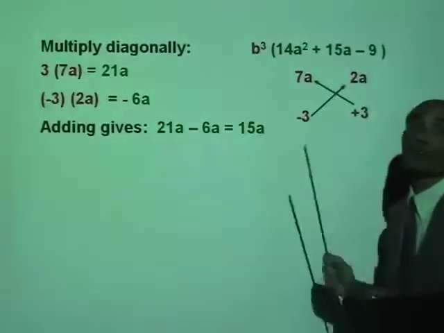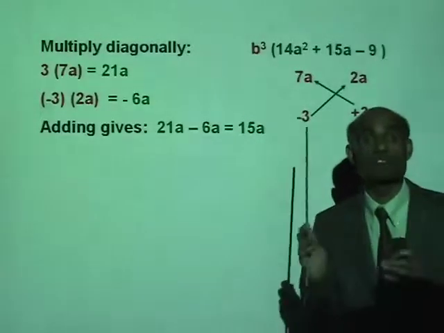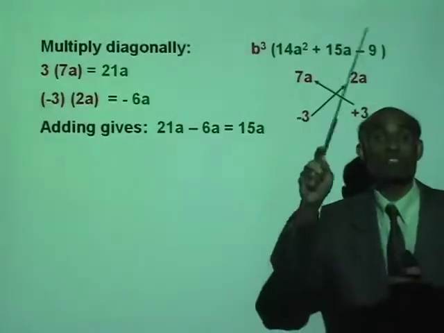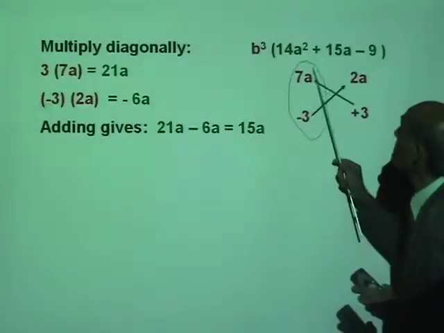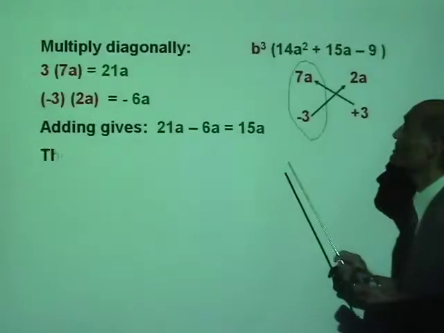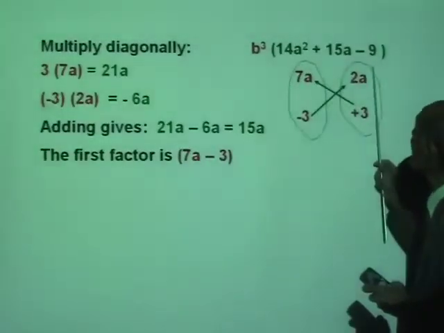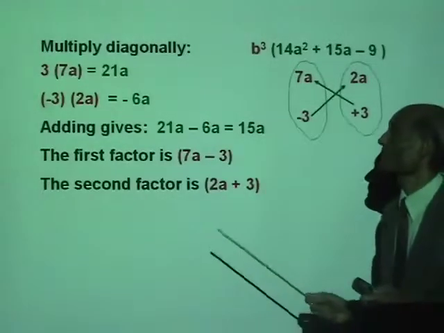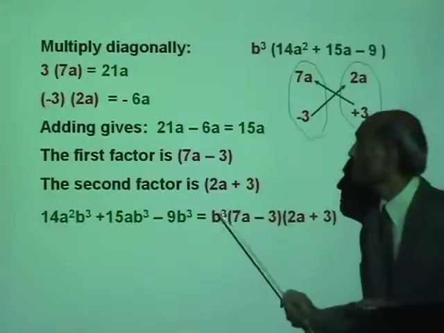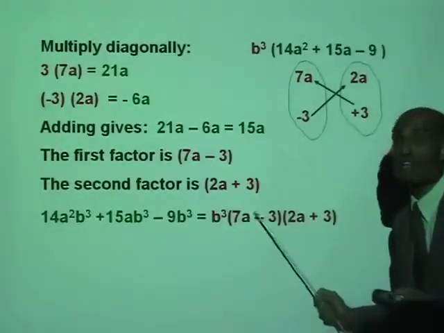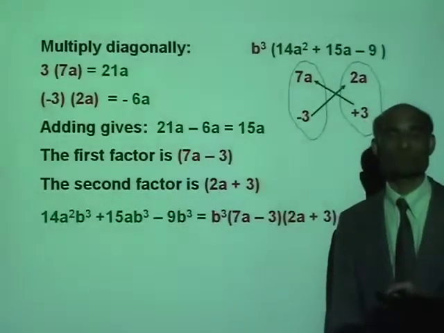That means our configuration is right. We have placed them in their proper places. We can now pick the factors vertically. What are the factors? 7a minus 3 is the first factor. And the second factor is 2a plus 3. And therefore, the whole factorization is b cubed times 7a minus 3 times 2a plus 3.